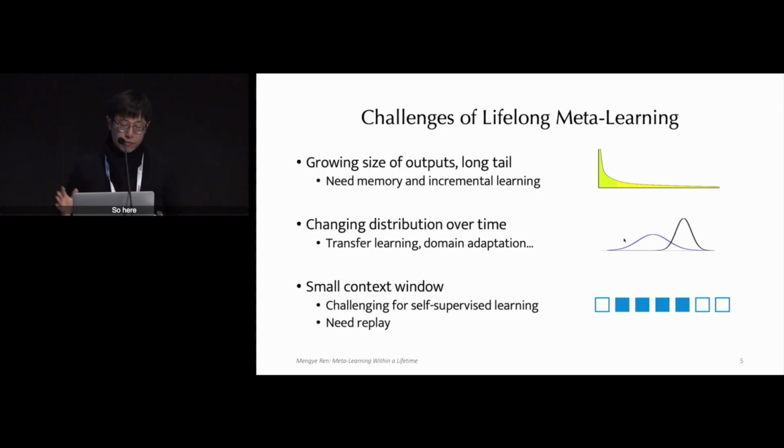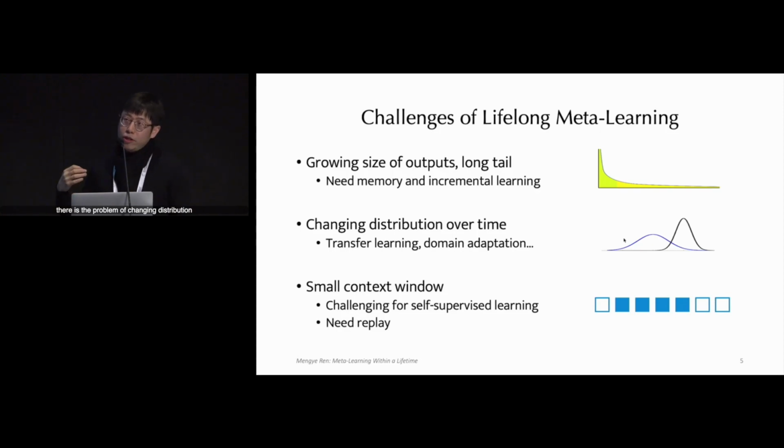Here are a few points on what I think are the challenges of lifelong meta-learning. First of all, there's the challenge of growing size of outputs. Not only are these outputs from new classes, they also come from the long tail distribution of the world, and you have to keep refreshing your knowledge of the rare things. This is from the motivation of few-shot learning, and you would also want a memory module and incremental learning capabilities in memoryless models, for example, transformers and ConvNets.